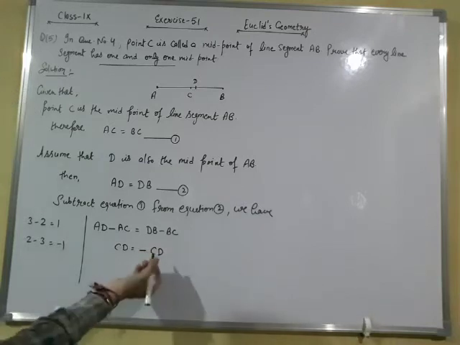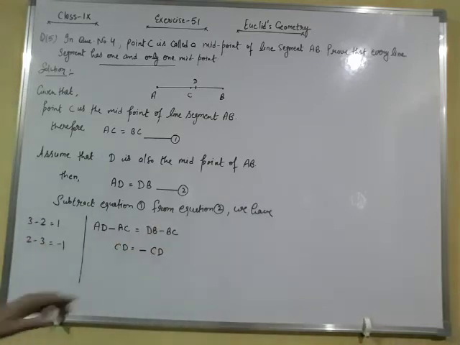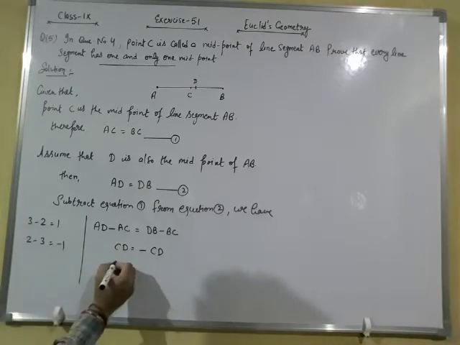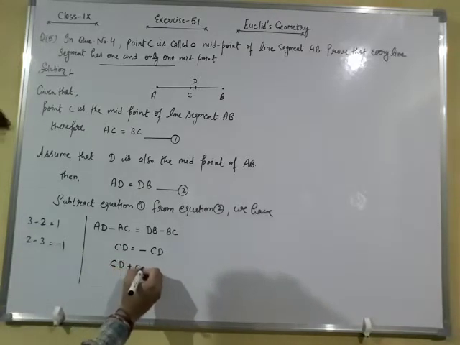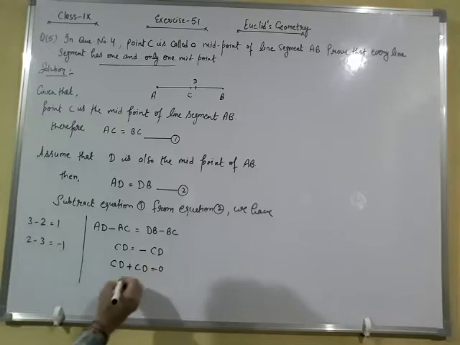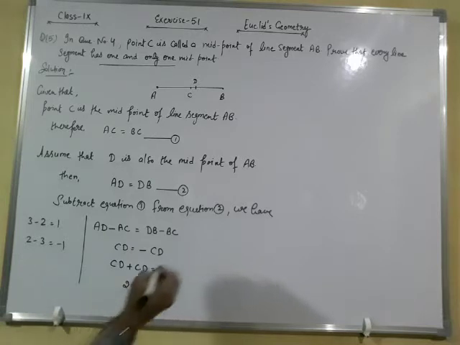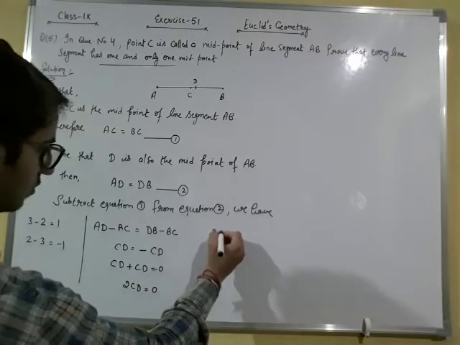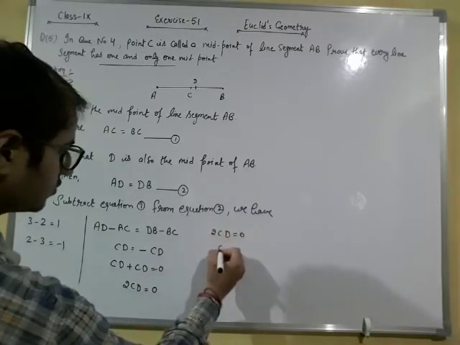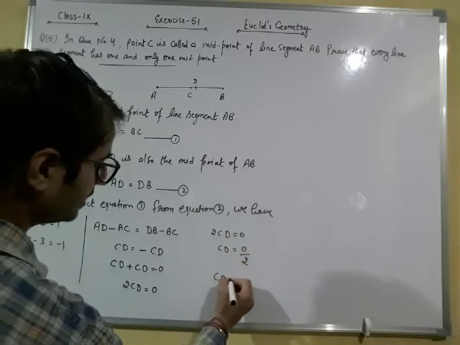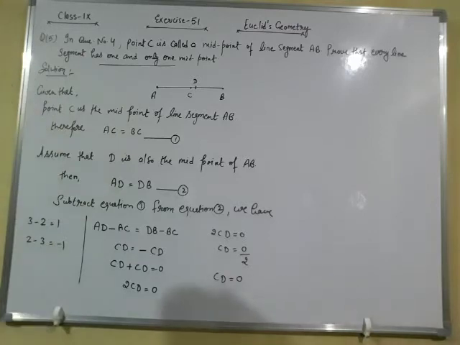Now transpose minus CD from the right-hand side to the left-hand side. CD plus CD will be equal to 0. One CD plus one CD is 2 CD, equal to 0. So 2 CD equals 0, CD will be equal to 0 upon 2, and therefore CD equals 0.